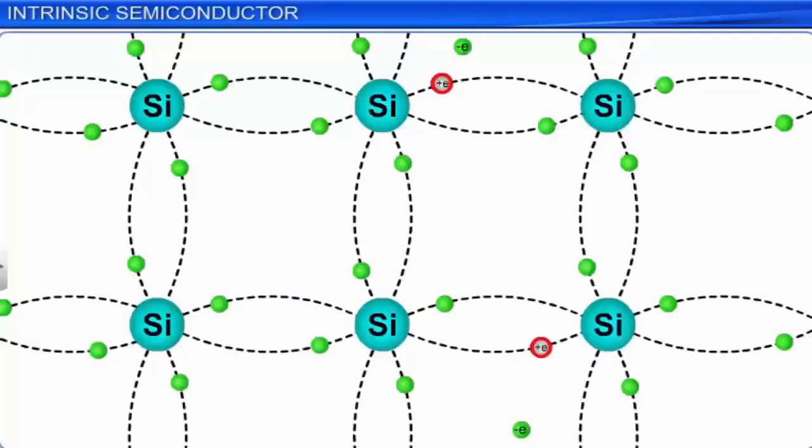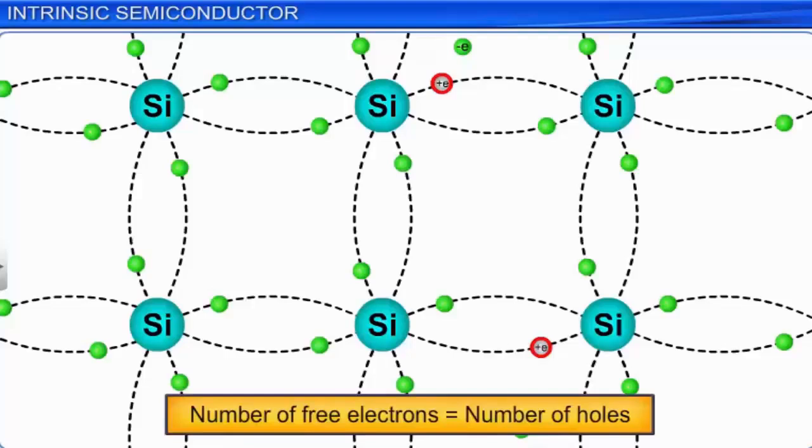A vacancy with a unit positive charge in a covalent bond between atoms of a semiconductor is called a hole. Thus, whenever a covalent bond is broken in an intrinsic semiconductor, a free electron and a hole is created. We refer to this as an electron-hole pair. Hence, in an intrinsic semiconductor, the number of free electrons is always equal to the number of holes at any given moment.